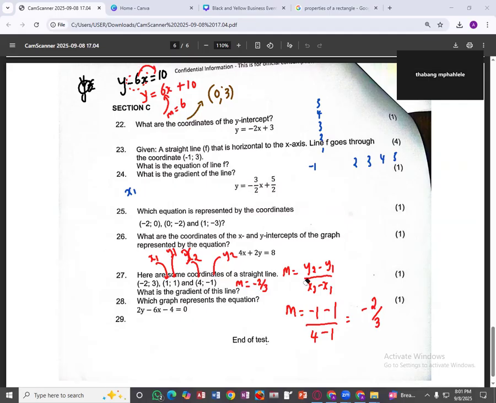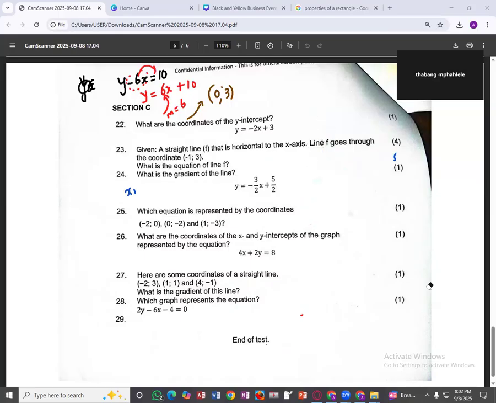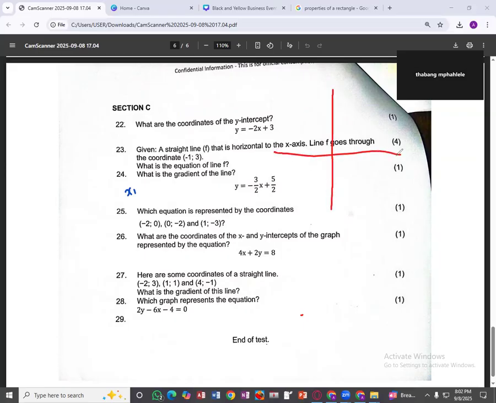Which graph represents the equation? Or maybe they gave us some graphs. Oh, they want you to draw a graph. Drawing the graph of a straight line is interesting, guys. Let me just show you an example of a straight line. A straight line is something, it can be like this.